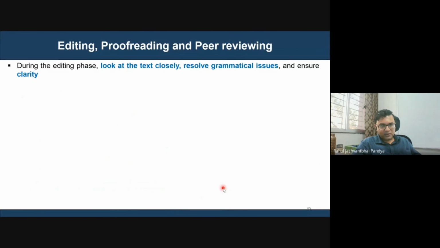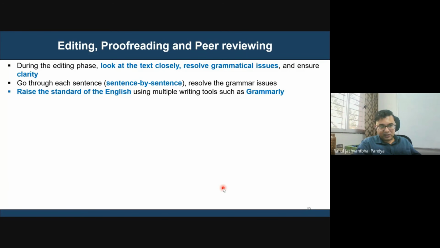So that's fine. Look at the text very closely. Resolve any grammar issues, clarity issues. Go sentence by sentence. Read each and every word again and again and again, right? Don't leave a single word. Raise the standard of English to the next level. Use a thesaurus. Use alternate phrases. Use Grammarly. Use QuillBot. I mean, there are too many. Whatnot. You can find your tools online.